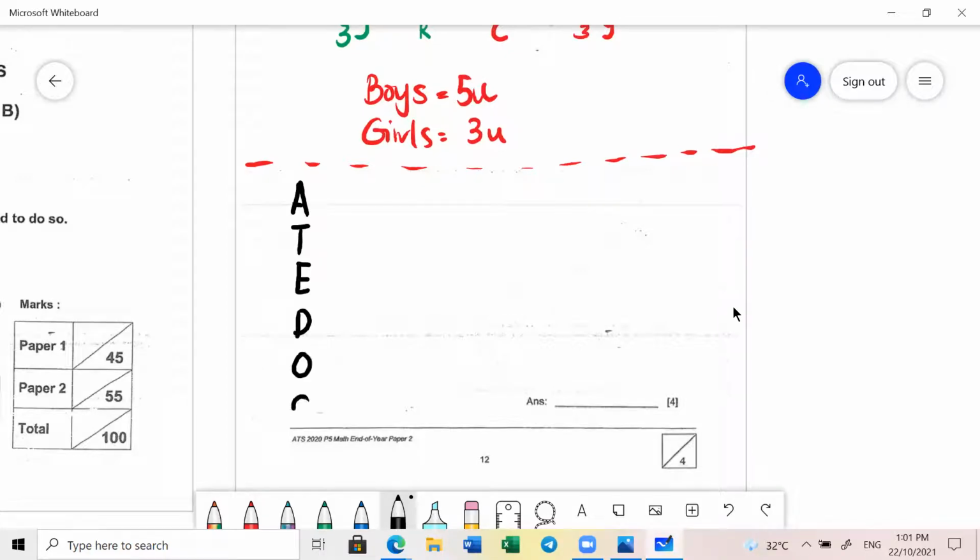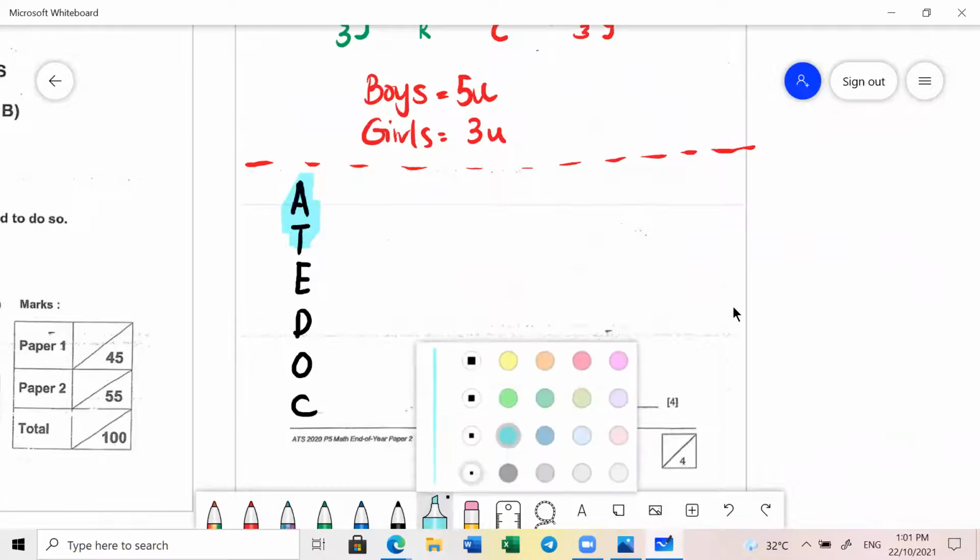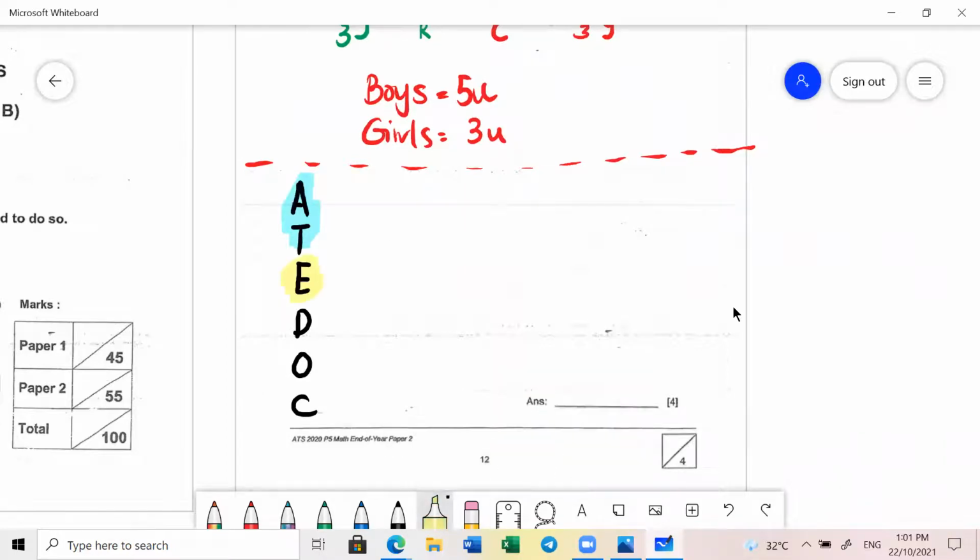ATEDOC, okay? How do I remember this? I remember it as "at the doctors." So what I want to do is use the short form, ATEDOC. First, I want to understand what A is. A stands for assumption, okay?